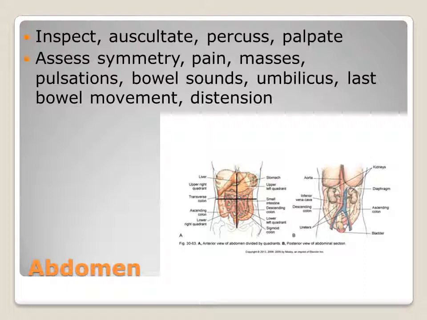Make sure that any suction devices are turned off, such as an NG tube suction. Normoactive bowel sounds will be 5 to 35 sounds per minute. And then you also have hypoactive, hyperactive, absent.